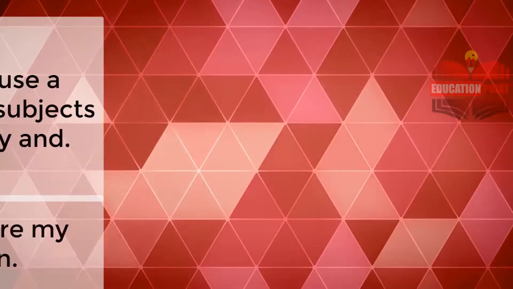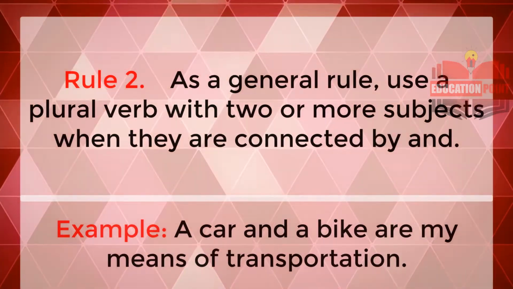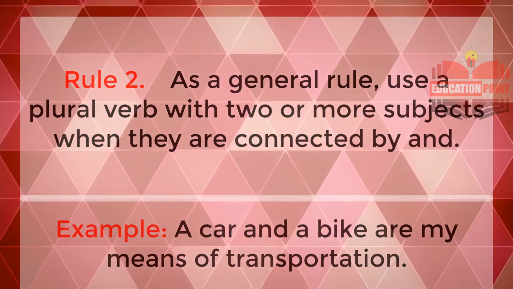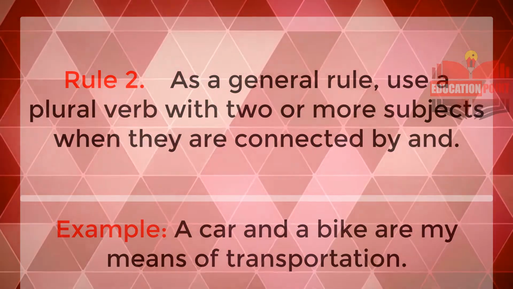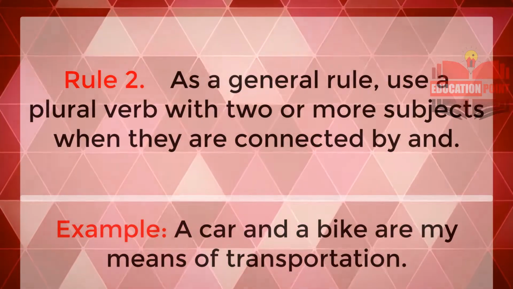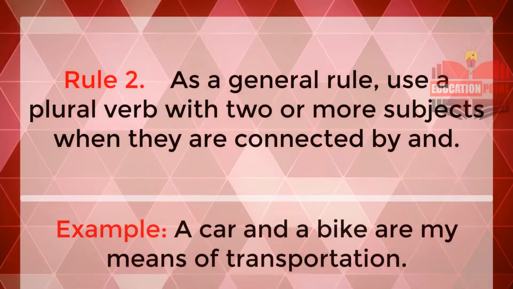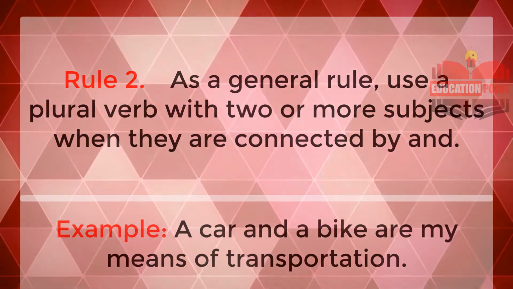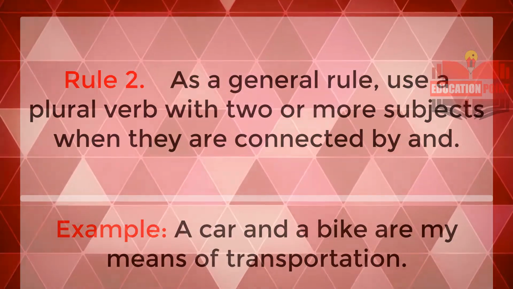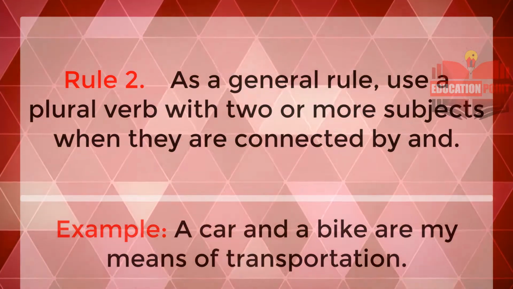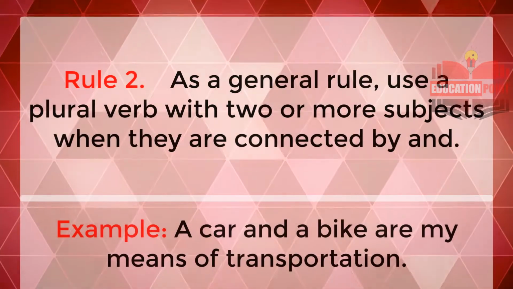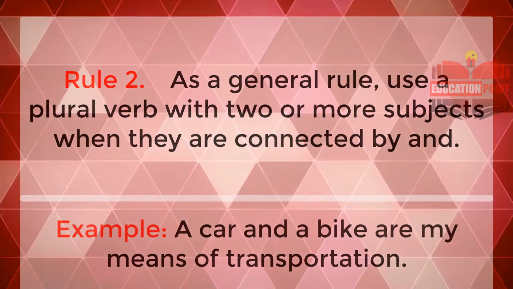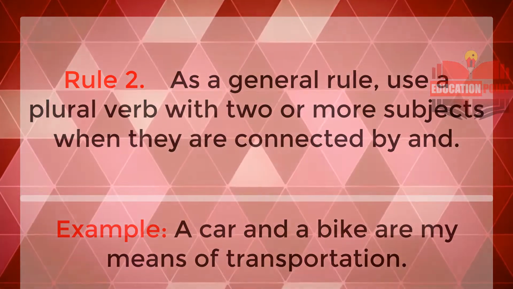The second rule is that you use a plural verb with two or more subjects when they are connected by and. So here we have to use a plural verb with two or more subjects if they are connected with an and. Example, a car and a bike are my means of transportation. A car and a bike means that we are talking about both the vehicles, and that is when we are using the plural verb, that is, are.